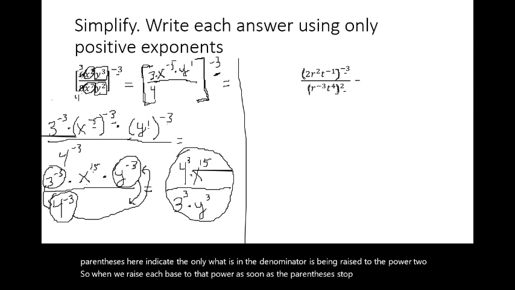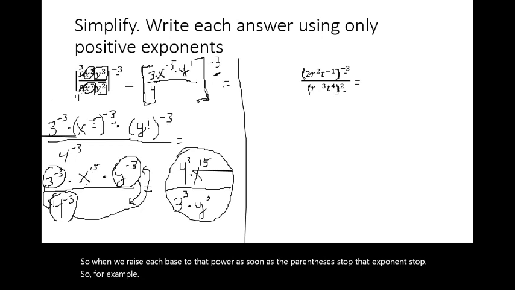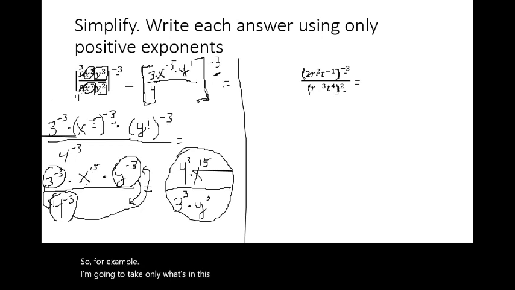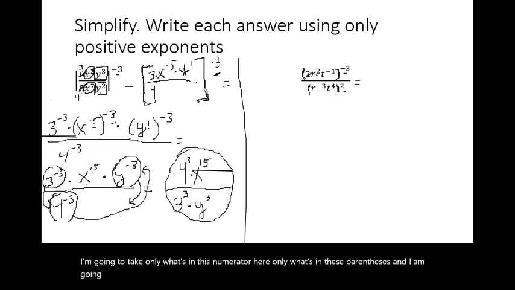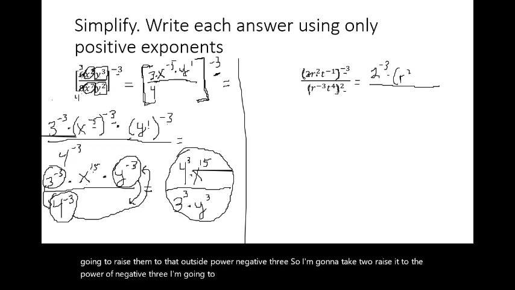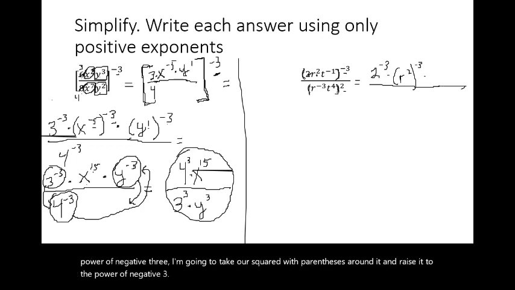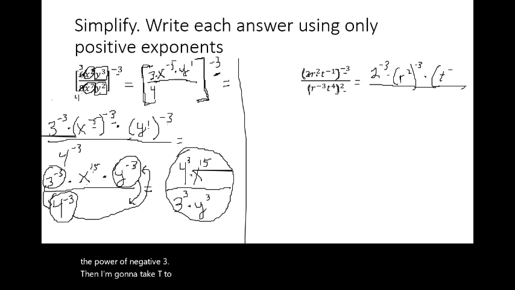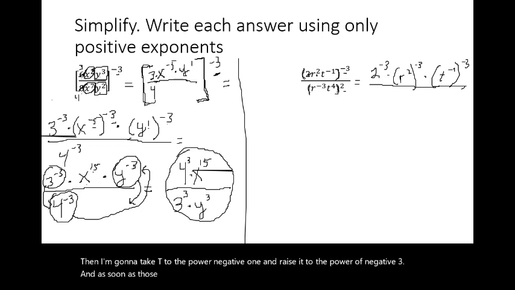So for example, I'm going to take only what's in this numerator here, only what's in these parentheses, and I am going to raise them to that outside power -3. So I'm going to take 2, raise it to the power of -3. I'm going to take r squared with parentheses around it and raise it to the power of -3. Then I'm going to take t to the power -1 and raise it to the power of -3.